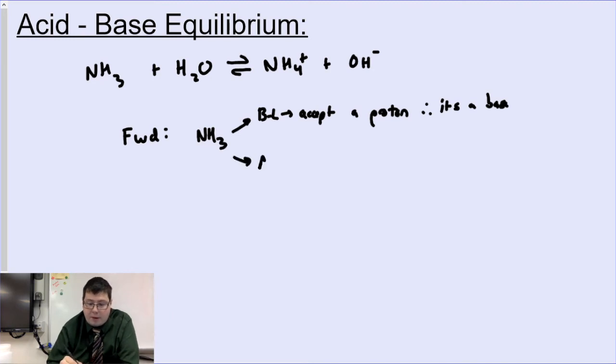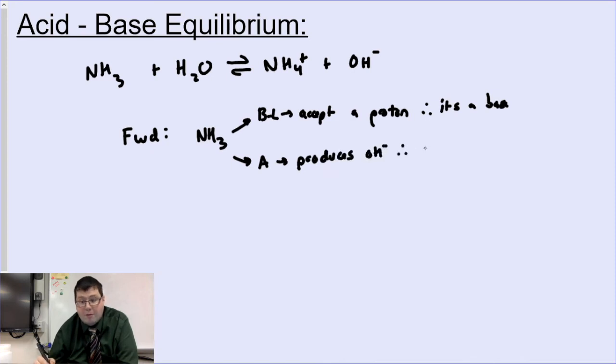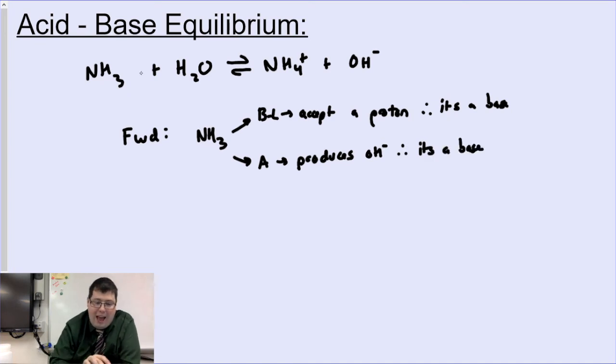From an Arrhenius perspective, we know that this NH3, when it got put in water, formed OH minus ions. The OH minus ions didn't come from the NH3, but because of its reaction with water, it produced OH minus ions, and so because of that, we also know that it's a base. But there's one more thing going on. This had to have been done in water.